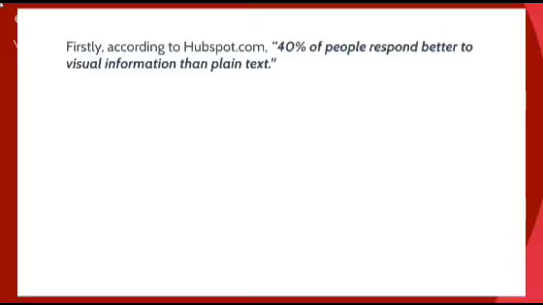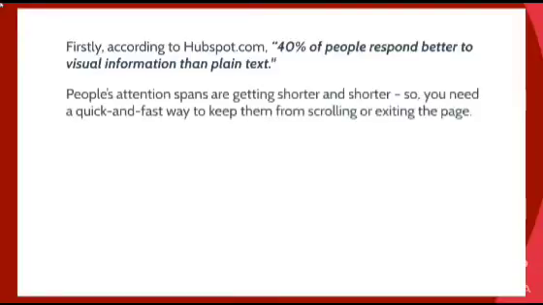So you don't want to send people from an image directly to an article that is full text. You want to send people directly from the image to content that is filled with tons of images or videos, with visual content as well. The reason for that is that people's attention spans are just getting shorter and shorter. So you need a quick and fast way to keep them from scrolling or exiting the page or leaving your site. And that's why Pinterest is so powerful, because when it comes to visual information, it grabs people in, it gets them really addicted to the social media platform.